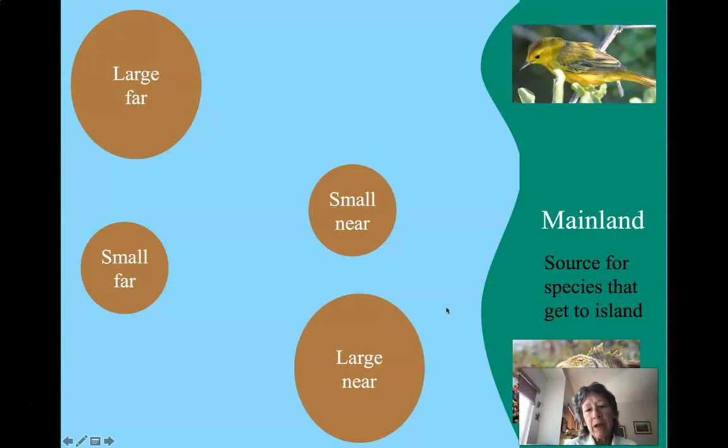And so if we put it all together, here we have a small island that is close to the mainland. Here we have a large island that is close to the mainland. And then here we have a large and small island that is distant from the mainland. The large island closer to the mainland is a bigger target, and you would expect the highest immigration rate on this large island. The small island, which is far from the mainland, is going to be harder to get to because it's a greater distance, and it's a smaller target.